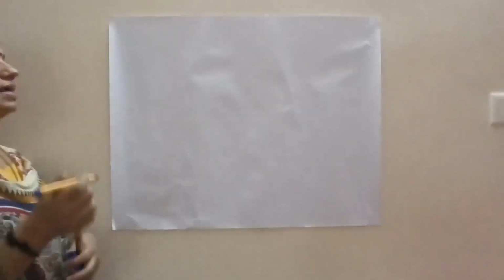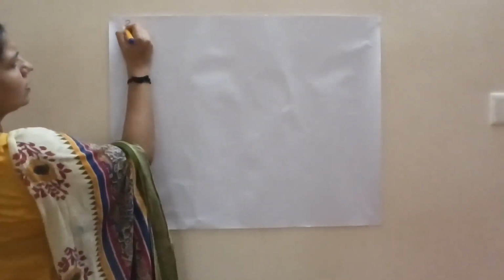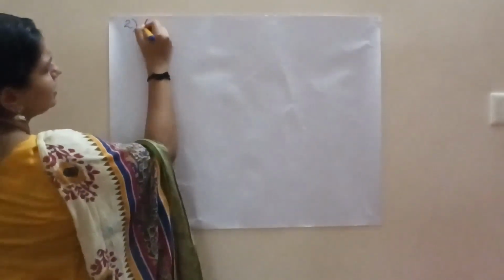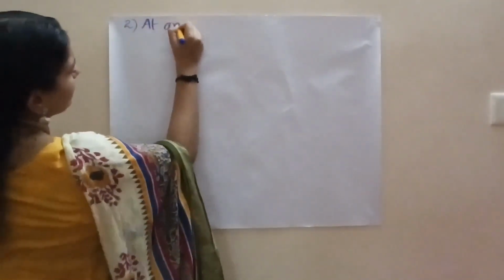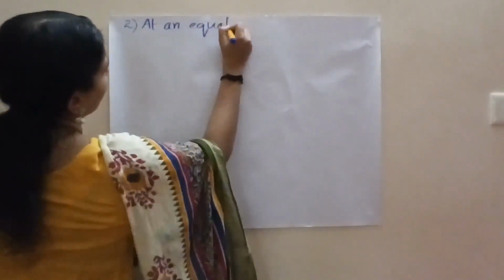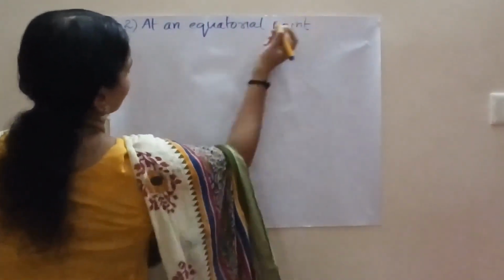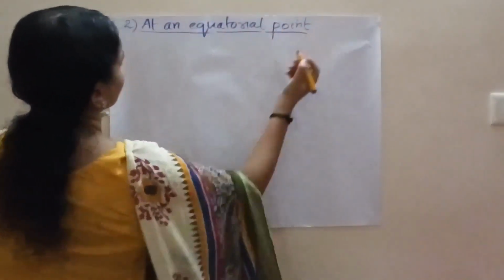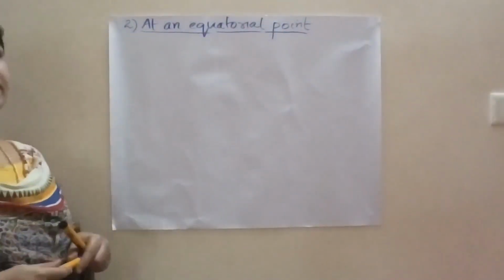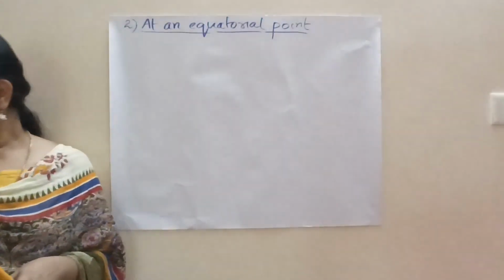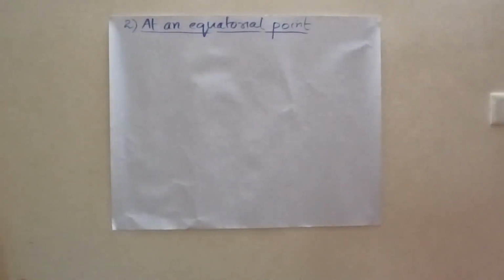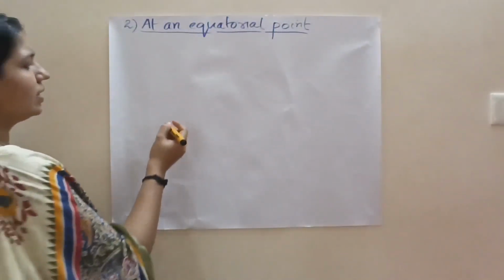So first case you are clear. Now I am moving to the second case. The second case is when the point charge is at an equatorial point. What does equatorial point mean? We are considering a dipole here.